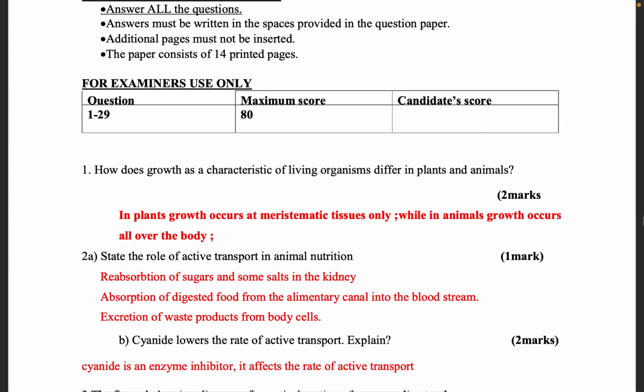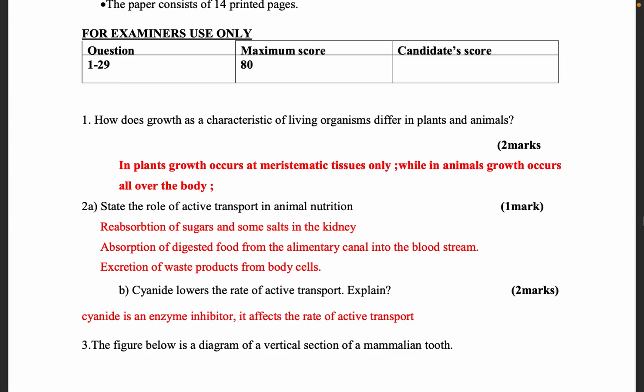Question 2a. State the role of active transport in animal nutrition. Reabsorption of sugars and some salts in the kidney. Absorption of digested food from the alimentary canal into the bloodstream. Excretion of waste products from body cells.